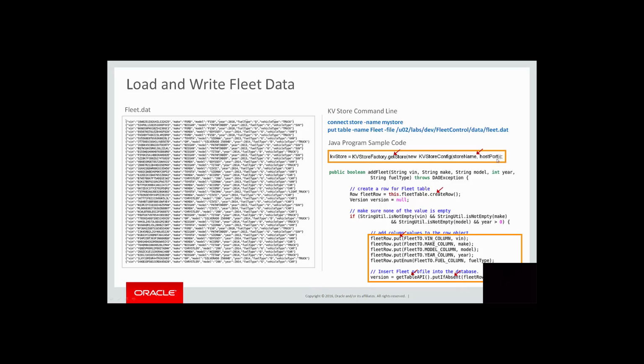Then this is a way to insert data using a Java program. As you can see here, you need to first get the store, kind of connect to the store. Then here's the process for creating a row. Feed row, put each of the items here into the database, and then get table API, put if absent, meaning if there is nothing in the database, add it. So that's how you put a row, a piece of data, into the NoSQL database.